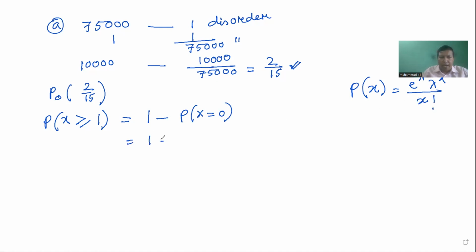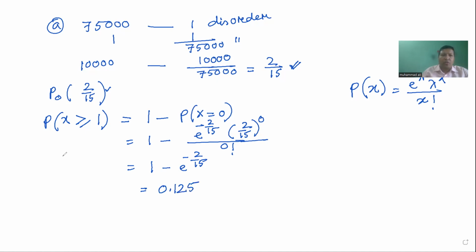This is the Poisson distribution formula. So 1 minus e to the power minus lambda. What is lambda here? 2 by 15. So 2 by 15 to the power 0 divided by 0 factorial. So you will get 1 minus e to the power minus 2 by 15. After that, we will get 0.125. So this is the result for at least one has the genetic disorder.